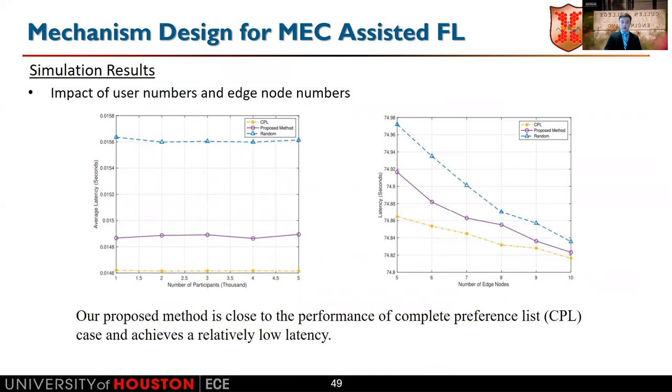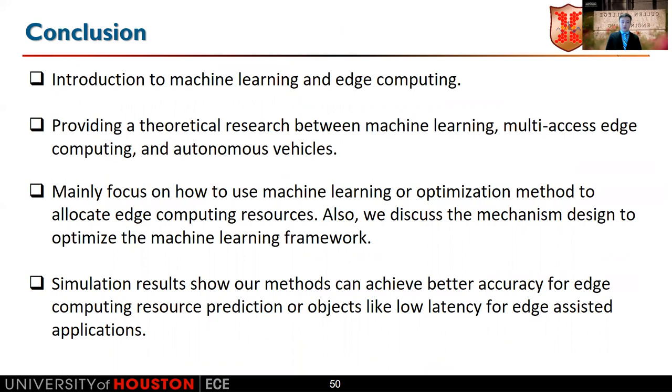So here are the conclusions. Firstly, we introduced machine learning and edge computing basics. This work also provides theoretical research between machine learning, multi-access edge computing, and autonomous vehicles. This work mainly focuses on how to use machine learning or optimization methods to allocate edge computing resources. Also, we discussed machine learning for mechanism design, and mechanism design to optimize the machine learning framework. And the simulation results showed that our proposed methods can achieve better accuracy for edge computing resource prediction and objectives like low latency for edge-assisted applications.